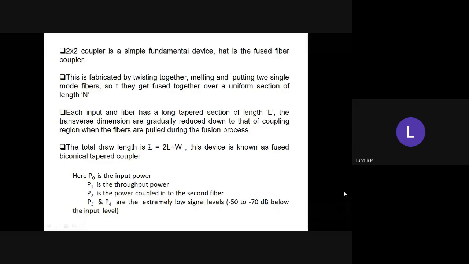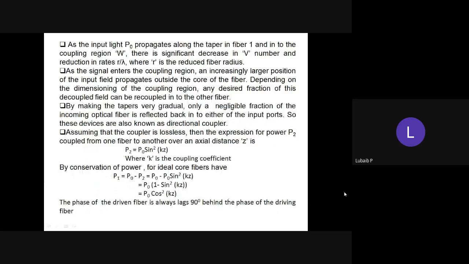As the input light P0 propagates along the taper in fiber 1 and into the coupling region W, there is a significant decrease in V number and reduction in the ratio R by lambda, where R is the reduced fiber radius. As the signal enters the coupling region, an increasingly larger portion of the input field propagates outside the core of the fiber. Depending on the dimensioning of the coupling region, any desired fraction of this decoupled field can be recoupled to the other fiber. By making the tapers very gradual, only a negligible fraction of the incoming optical power is reflected back into either of the input ports.